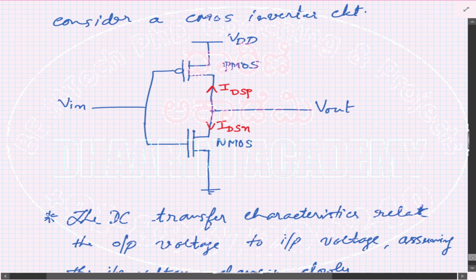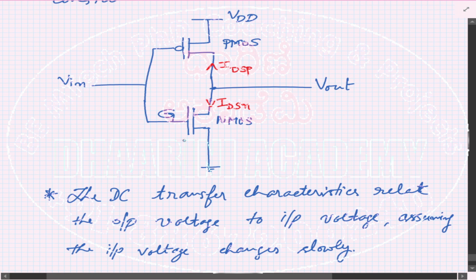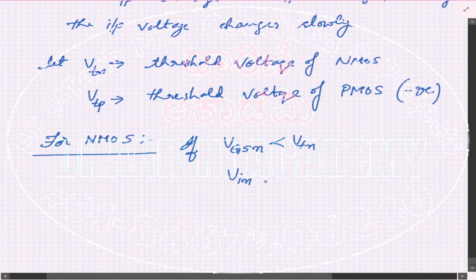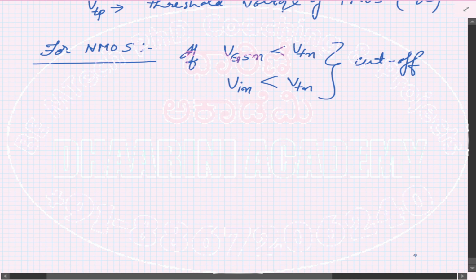You can check the circuit. This is the gate, this is the source, so VGSN is nothing but the required voltage. On the other side, you can see this is the drain, this is the gate, and this is the source. This is how the connections are made for a PMOS and NMOS. Let's come down and write it. I can either say VGS or say it is V in itself. So if V in is less than VTN, the whole NMOS is in the cutoff region.